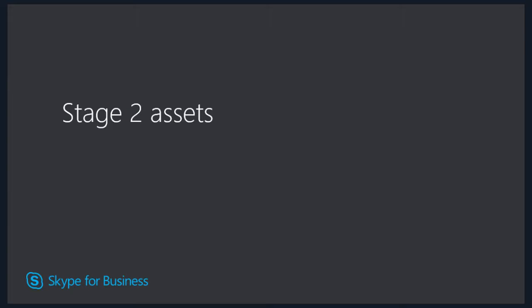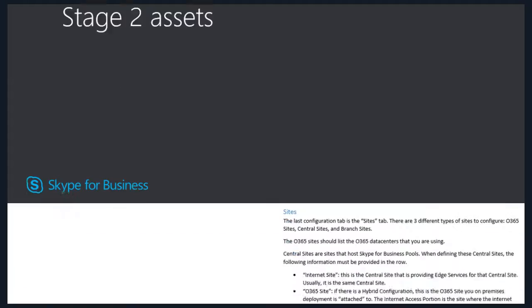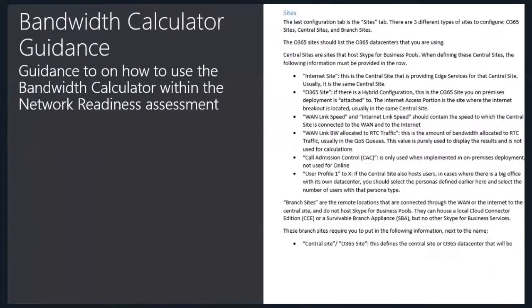So some examples of the assets that we have. The bandwidth calculator guidance. It's guidance on how to use the bandwidth calculator within the network readiness assessment. All these examples that are in there, the usage, how to use this. It's a one-time read, so you know how the bandwidth calculator fits within the SOF Network Readiness Assessment.